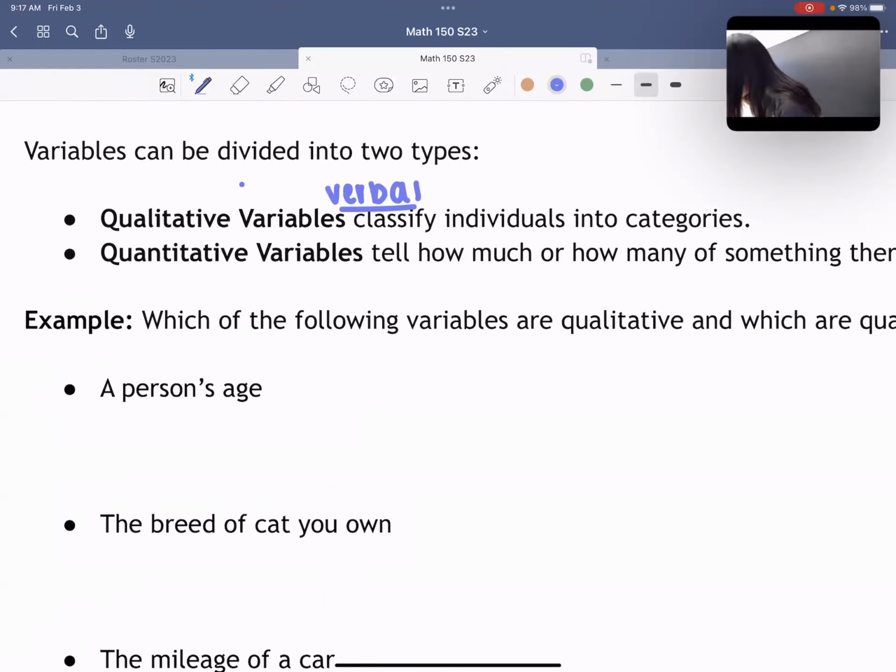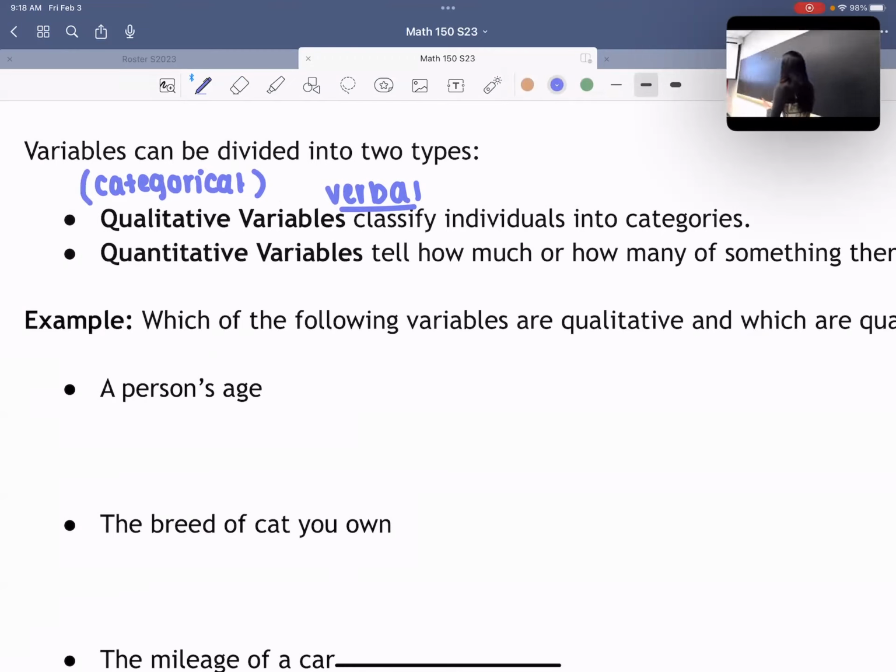Just a little note, I might be using the word categorical to describe qualitative. I think our textbook uses the word categorical. I like qualitative better though.